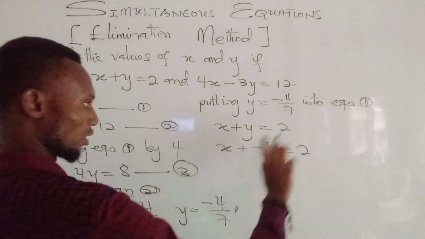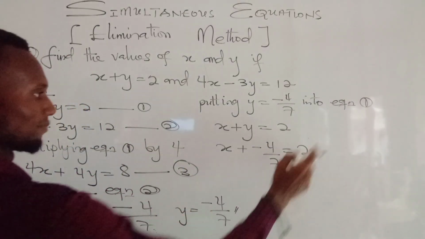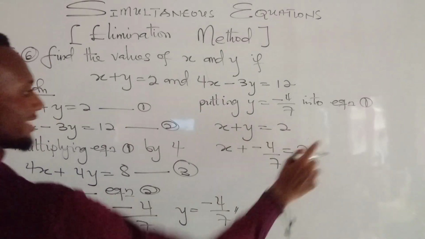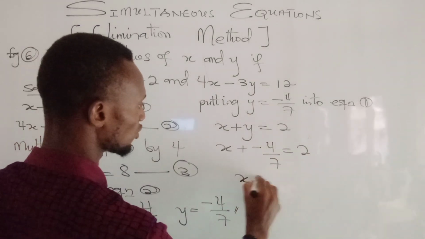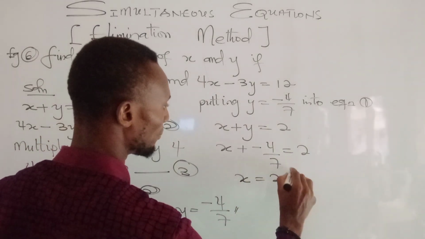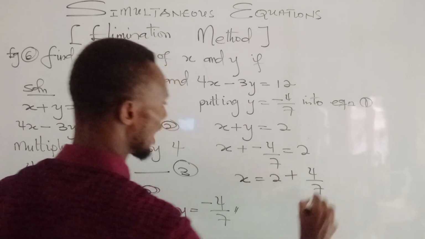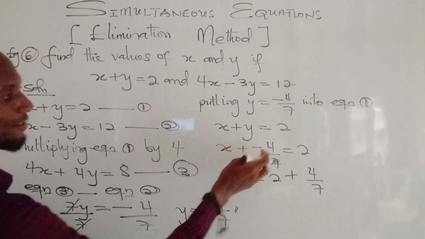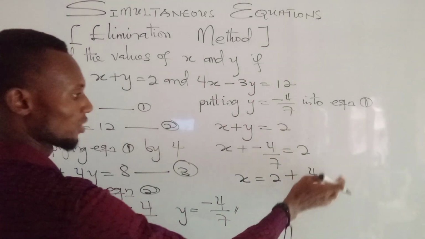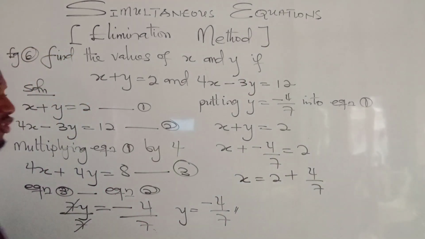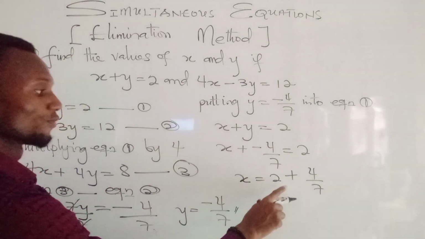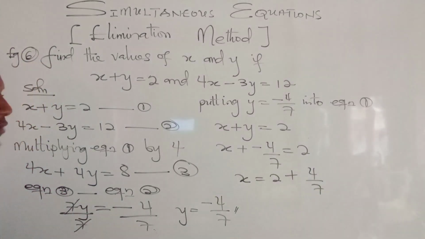I'll let this one cross the equal sign to come and join the 2 which is here. So I have my s will be equals to 2 plus 4 over 7. I hope you agree with me. It is negative 4 over 7 here. When it crosses the equal sign, it becomes positive. So my s will be equal to 2 plus 4 over 7.